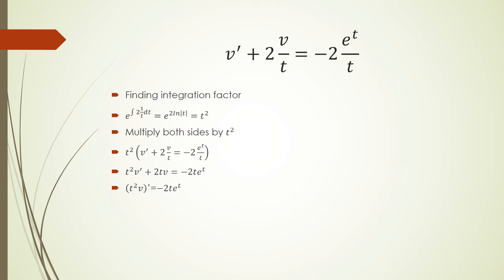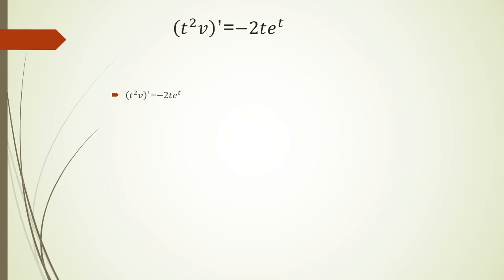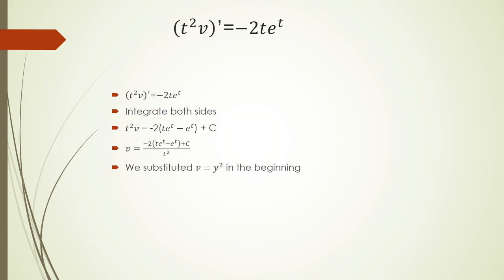And now we would have to integrate both sides. Okay, so the integral is going to cancel out with the derivative on the left, and on the right we will have to use integration by parts. So now we have to solve for v by dividing both sides by t squared. But in the beginning, we said v was y squared. That's a substitution we made. So let's put in y squared in for v to get this.